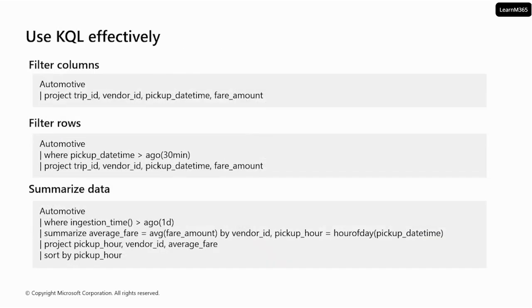Now, this is how you can filter the columns. If you want to filter the columns, this is how the KQL query will look. If you want to filter the rows, this is how you do it. If you want to summarize the rows, this is how you do it. These are the different ways in which you can achieve these results. So this is very simple to write, and very simple to understand also, we can say.